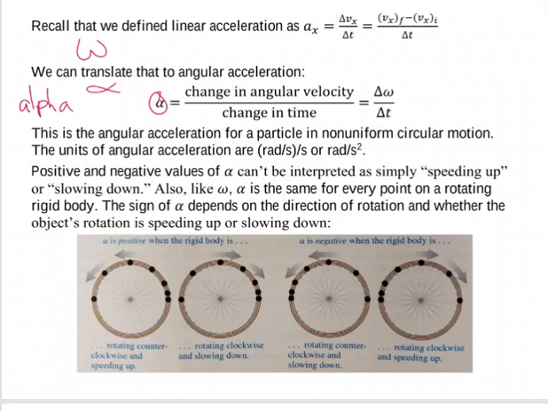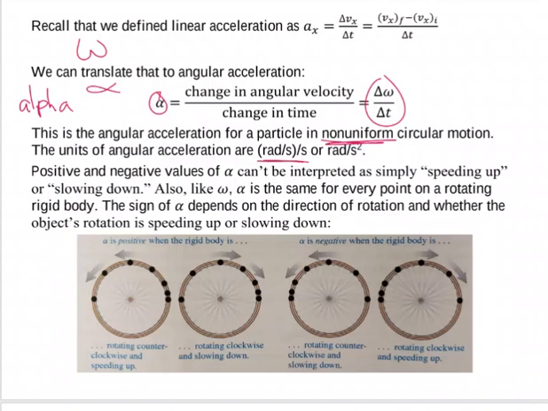So alpha is the change in angular velocity over the change in time, in other words, delta omega over delta t. That's the angular acceleration for a particle in non-uniform, that's very important, circular motion. Because if it's uniform circular motion, then the angular velocity is not changing, which means the angular acceleration would be zero. There would still be centripetal acceleration, but no angular acceleration. The units of angular acceleration are radians per second squared.